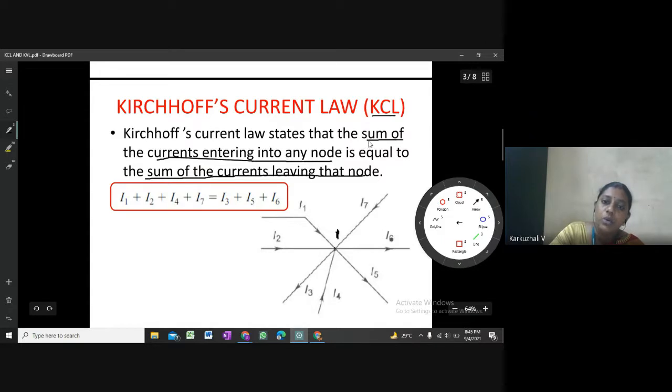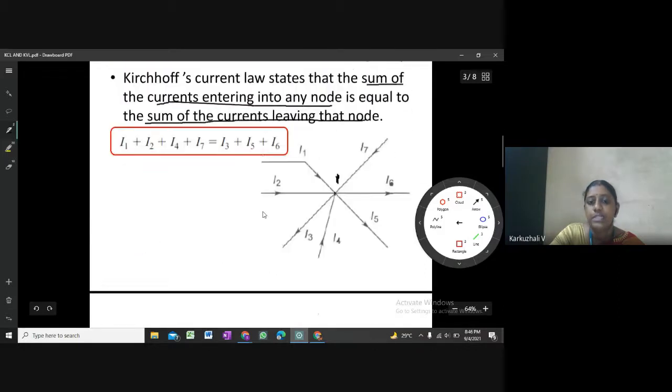Okay, so we can say the algebraic sum, that is the sum of the currents entering any node, is equal to the sum of the currents leaving that node. So that is what Kirchhoff has defined. We can say that the current entering the node is on the left hand side and the current leaving the node is on the right hand side. So I1 plus I2 plus I4 plus I7 equals I3 plus I5 plus I6.